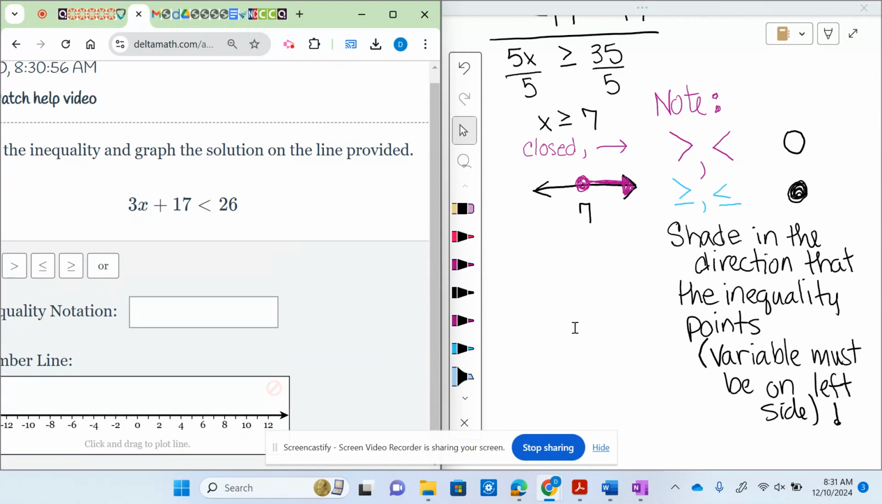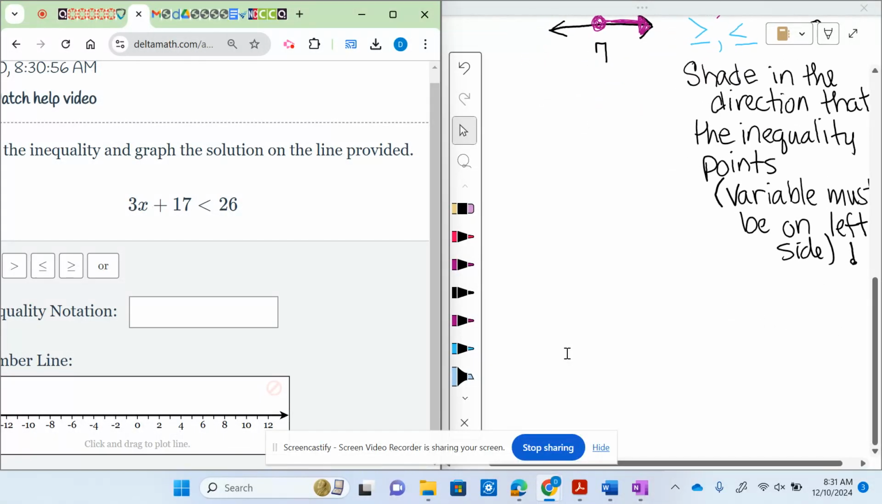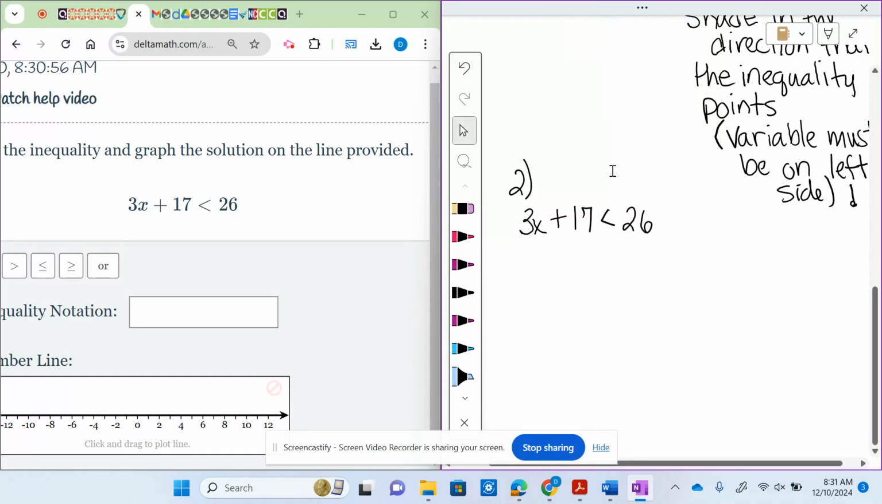So this is question number 2. Again, this is just a review. 3x plus 17 is less than 26. So ideas on how we would solve this. What do you think, Brianna? What would you do first?